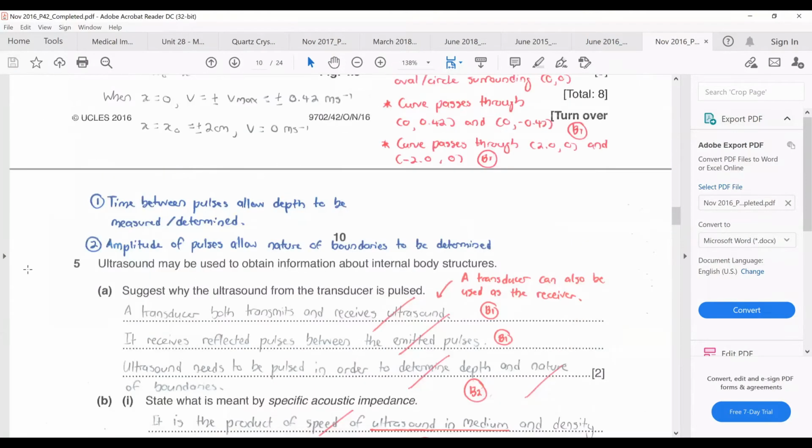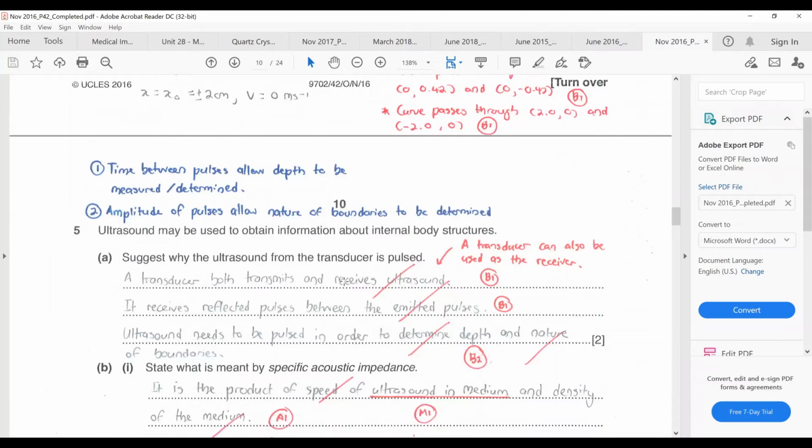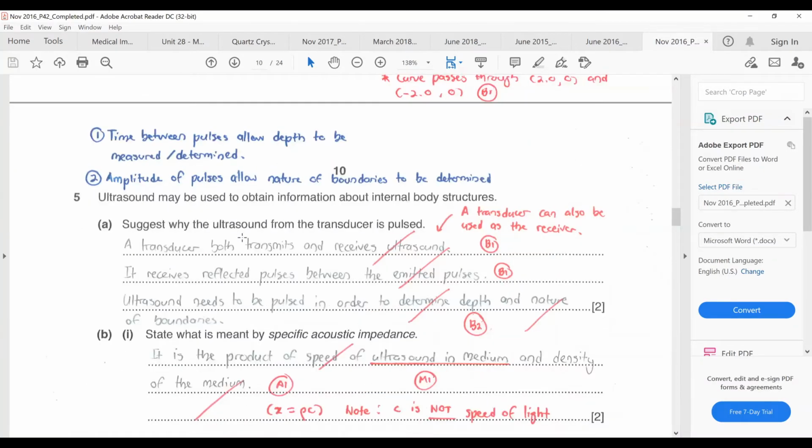Now ultrasound may be used to obtain information about internal body structures. Suggest why ultrasound from a transducer is pulsed. Okay, just now I mentioned to you that ultrasound must be pulsed, right? So that in the end you get something like this.